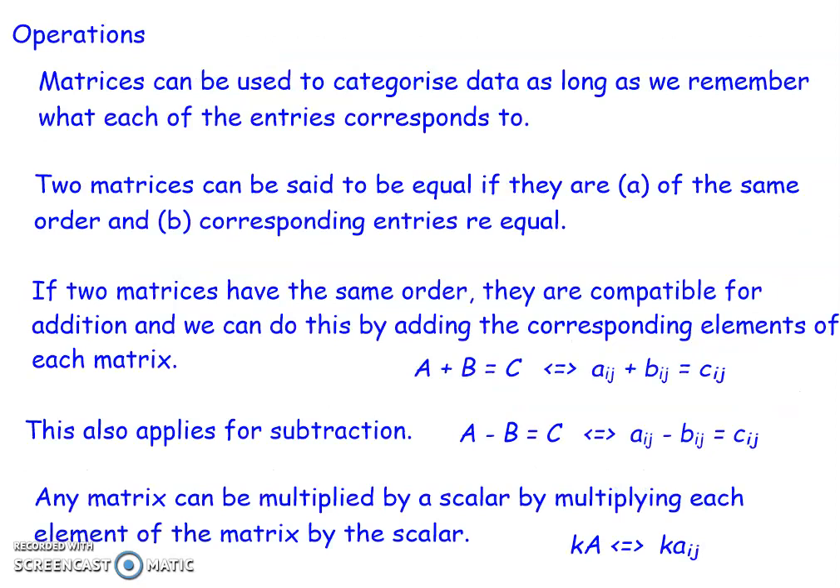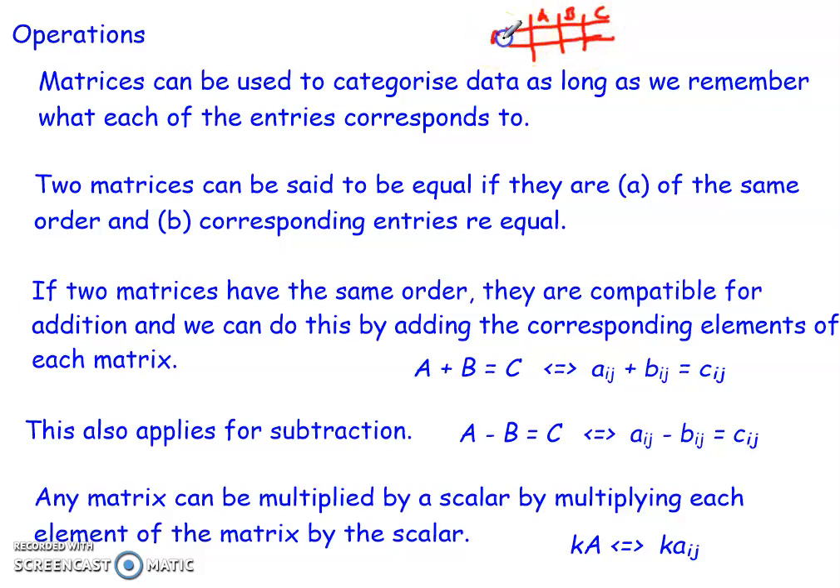Second set of rules I want to talk to you about involves operations with matrices. What they can be used for is one of the key things we need to think about. They can be used to categorize data as long as we remember what each of the entries corresponds to. Let's imagine we take a spreadsheet that a booking clerk enters for the number of adults and number of children for, let's say, 3 cinema shows. I've got 3 cinema showings, so let's say A, B and C.